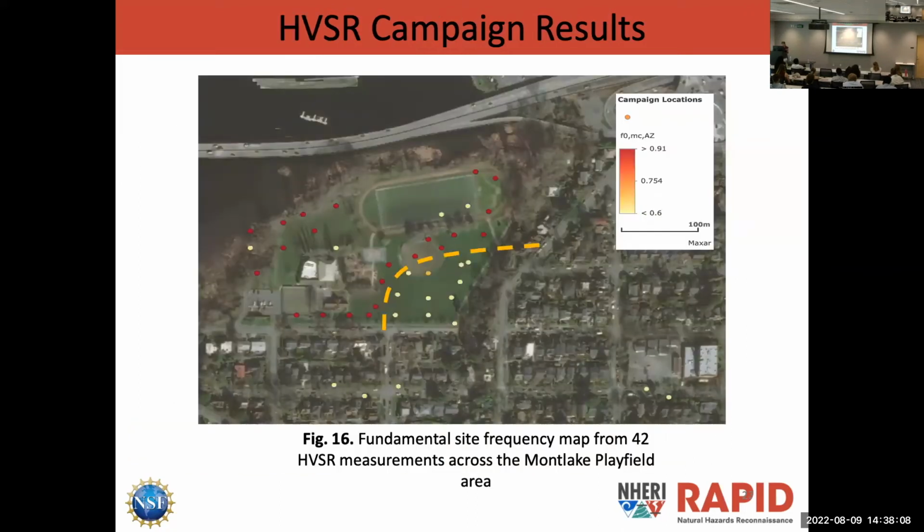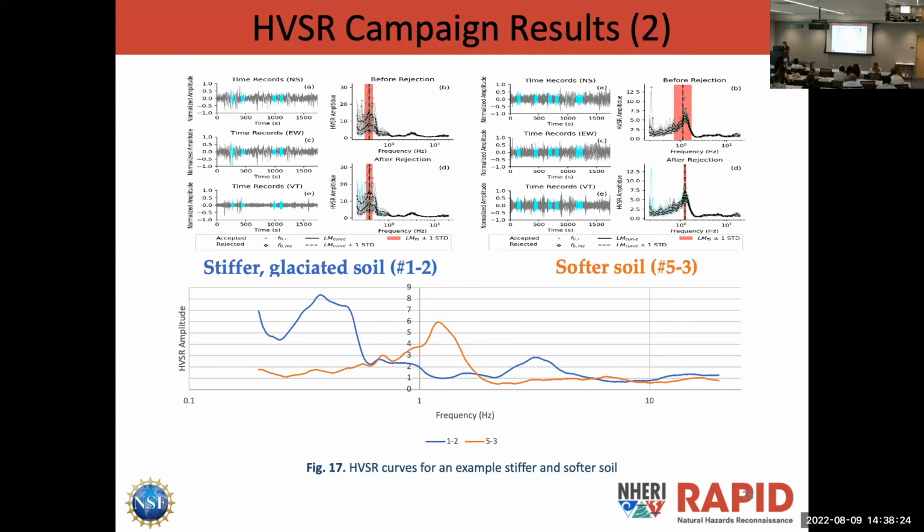However, we had really interesting results from the campaign. We found that there was a really abrupt boundary where the frequency jumped from less than 0.5 hertz towards the southeast, and then had higher frequency in these softer soil areas towards the water, which was opposite of what we would expect.